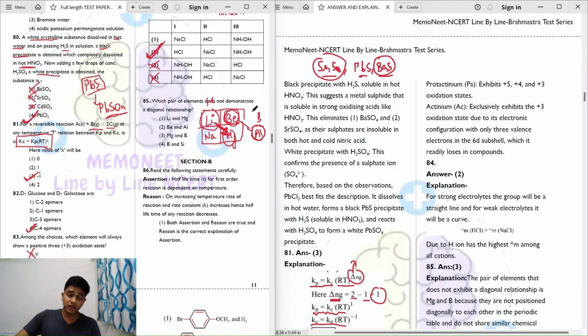However, there will be no diagonal relationship between boron and magnesium because it is in the opposite direction. Diagonal relationship is working towards the right hand side, towards the next group. Okay, so the correct answer will be option 3, magnesium and boron. They do not demonstrate a diagonal relationship. So that is it for section A. Take a short break and then come back for section B.